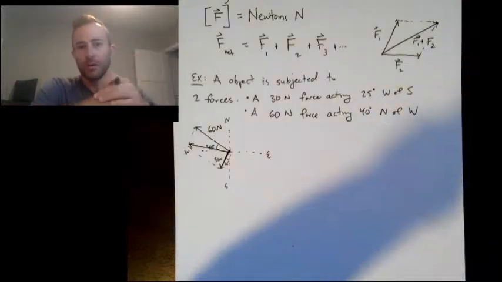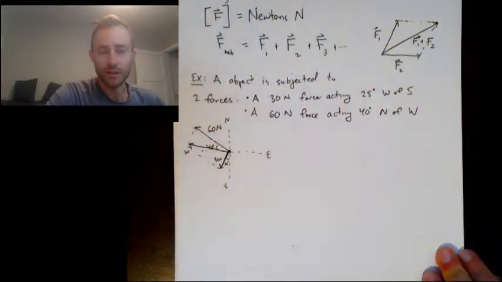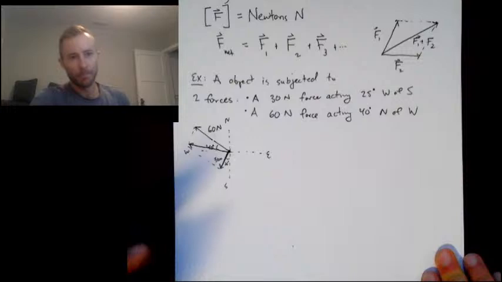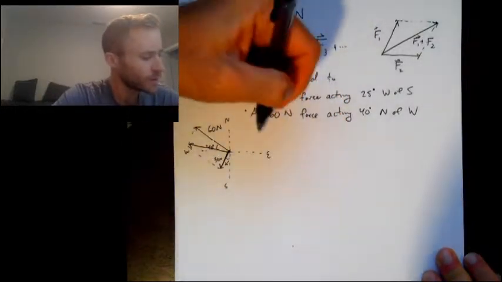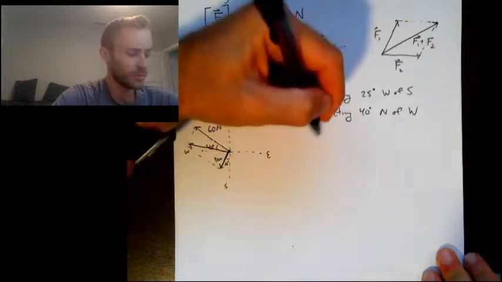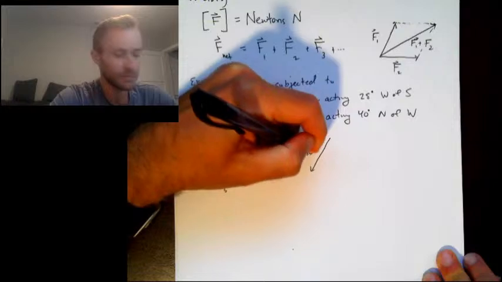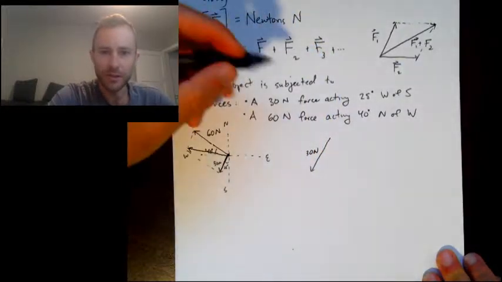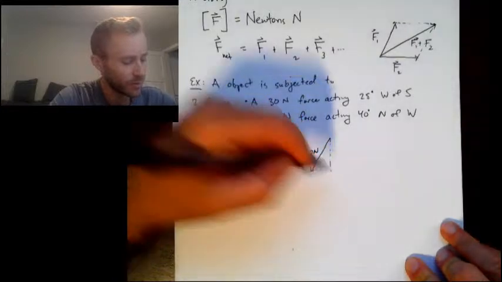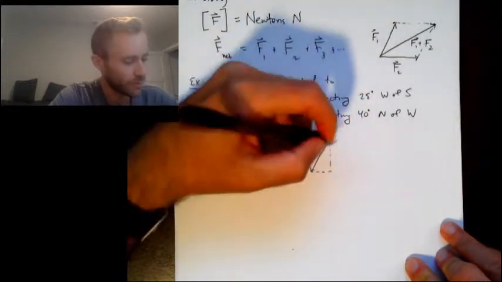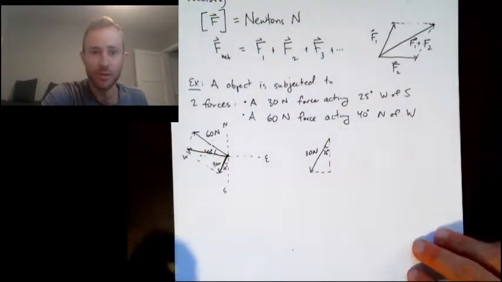But what if we want to do this algebraically? What we have to do is write each force in i-j form. Let's start with the 30 Newton force. It's 30 newtons, and it is 25 degrees west of south. So here's south, here's west, and we are 25 degrees west of south. That angle is 25 degrees.